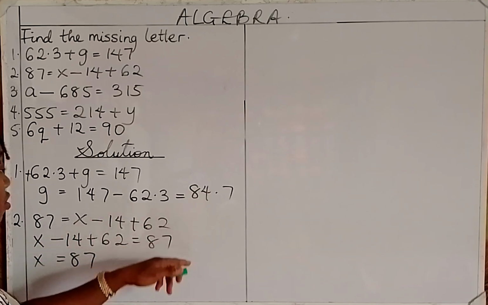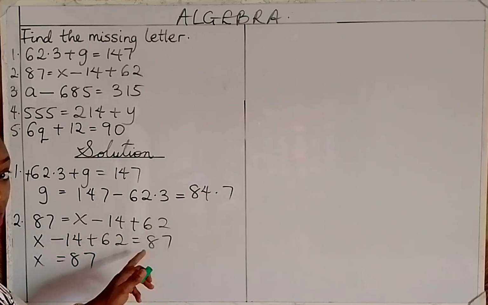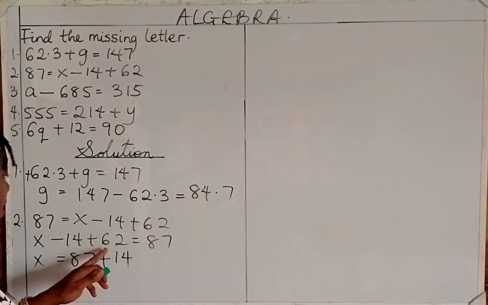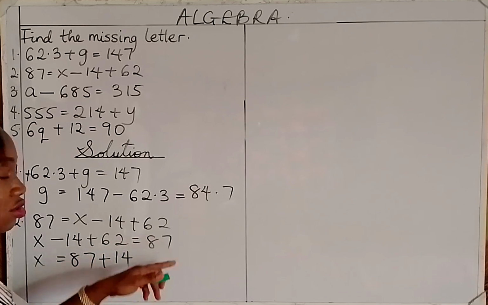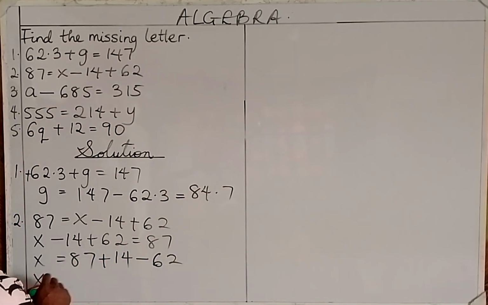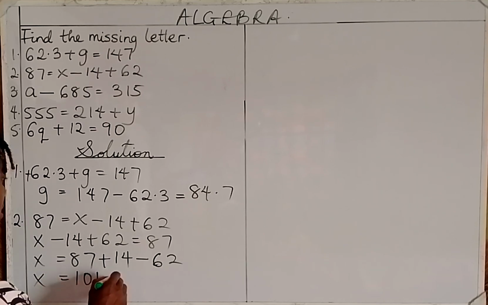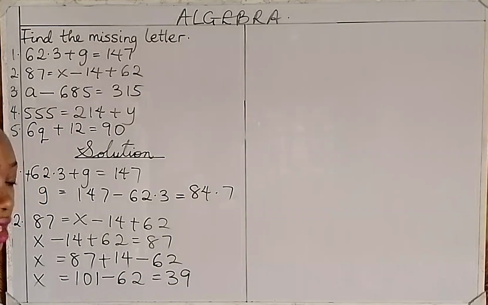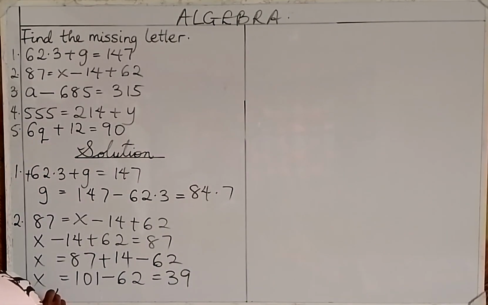Now minus is moving over after crossing the equal to sign. This becomes what? Plus 14, and then 62 is also crossing the equal to sign. It becomes minus 62. So therefore x equals what? 87 plus 14 is what? That's 101 minus 62. And what's 101 minus 62? We have 39.